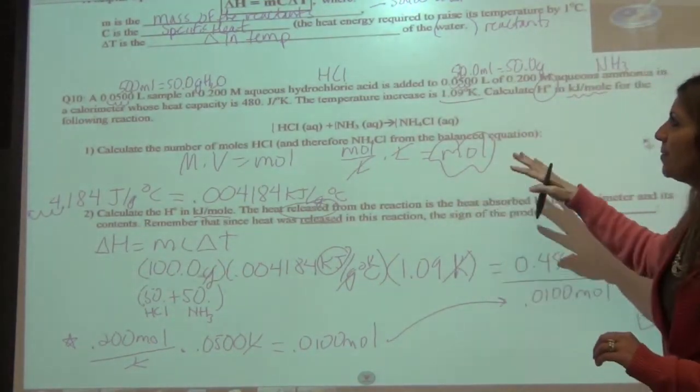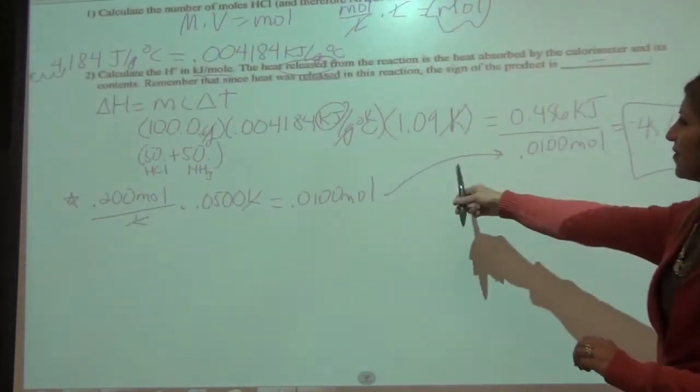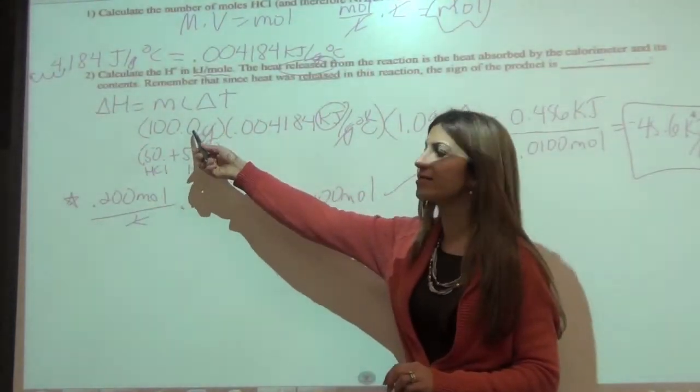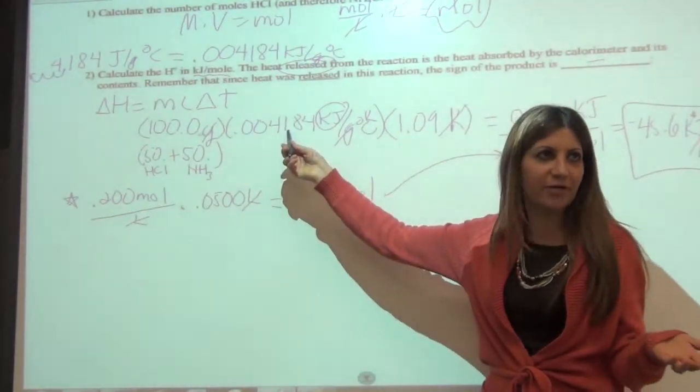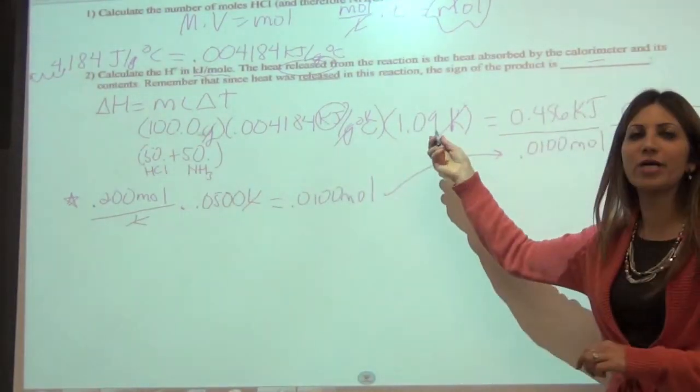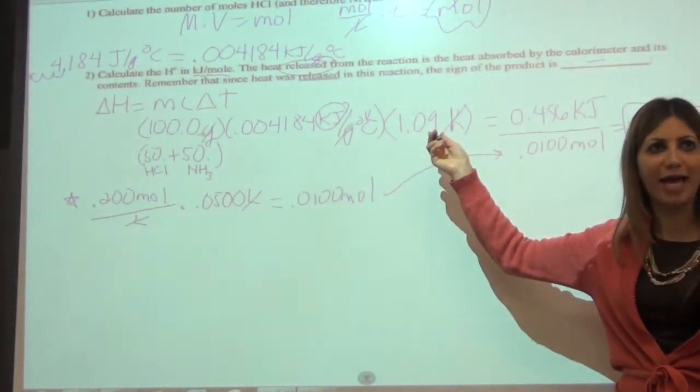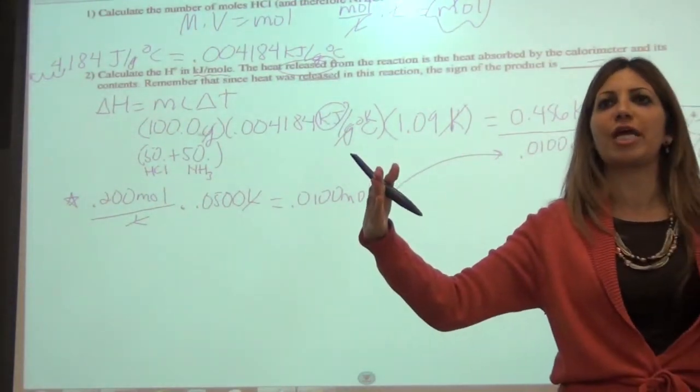And so what we ended up doing was we first figured out the mCΔT. So we knew the mass. We knew the specific heat. It's of water because it's an aqueous solution. We knew our delta T. It's the temperature change that you get. And you want the greatest temperature change, okay?